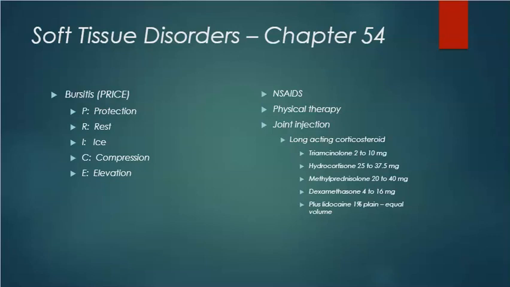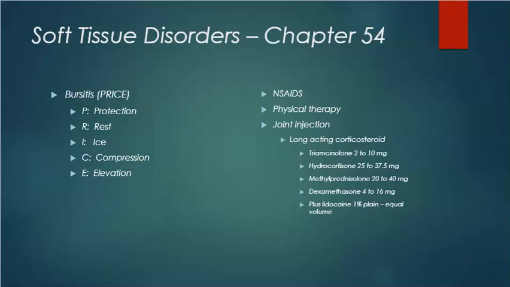NSAIDs are generally recommended on a regular schedule. If you use them on an as-needed basis, that may help the pain, but it's not going to reduce the inflammation. You need that regular use for a few weeks to get the true anti-inflammatory effects. A prescription for naproxen 500 BID or Mobic 15 milligrams once a day are both good options, and be sure to instruct your patients to take them with food. Remember the GI side effects. Refer patients to physical therapy for range of motion and ultrasound therapy, which may be beneficial for bursitis.